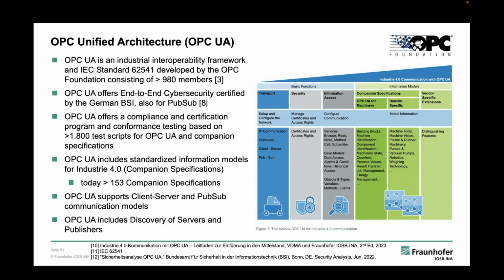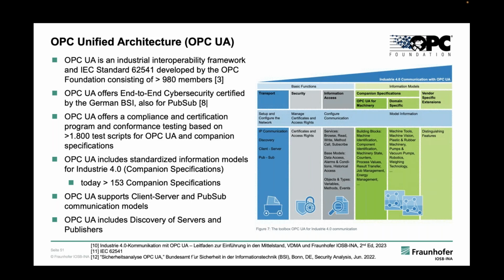OPC UA can be understood just like a toolbox for Industry 4.0 communication that we can see on the right of this slide here. So we have different modules, different tools in our toolbox, for instance, starting on the left, different transport methods, different transport paradigms, like client server and pub/sub we just had in the poll. Then we have cybersecurity aspects. We have specified information access services and base models. And then we have a very important part of our OPC UA toolbox, which is the information modeling part that we will also see in a minute.